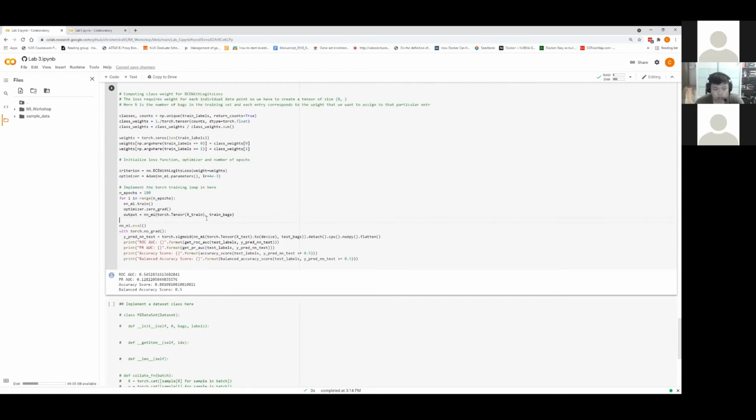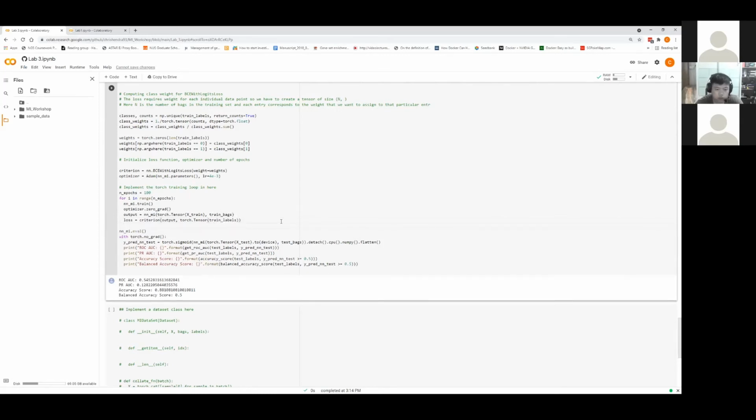So our model takes in the training instances, the X train vector, and the training bags that will tell us how the instances are being grouped. And remember, we have the loss function. We should compute the loss, which is given by BCE with logit loss, between the output of the model and, with Torch, everything must be converted to tensor. So if your data is a NumPy array, you need to convert it with torch.tensor. And you pass in the actual labels, which is the training labels. And there you have the loss function.